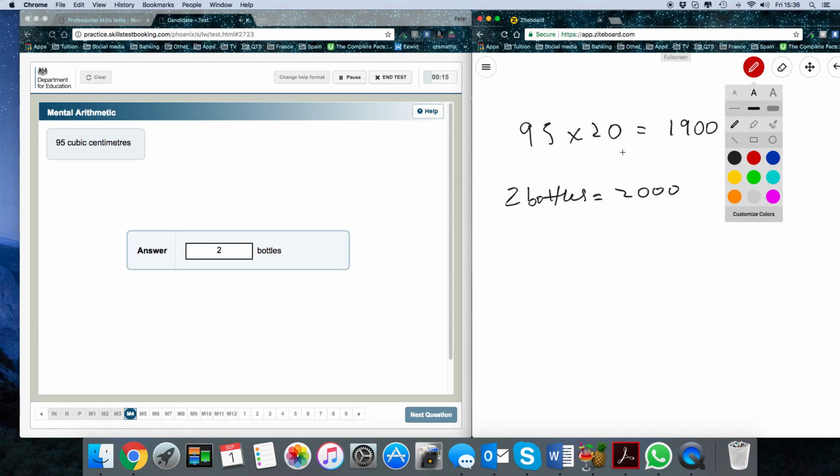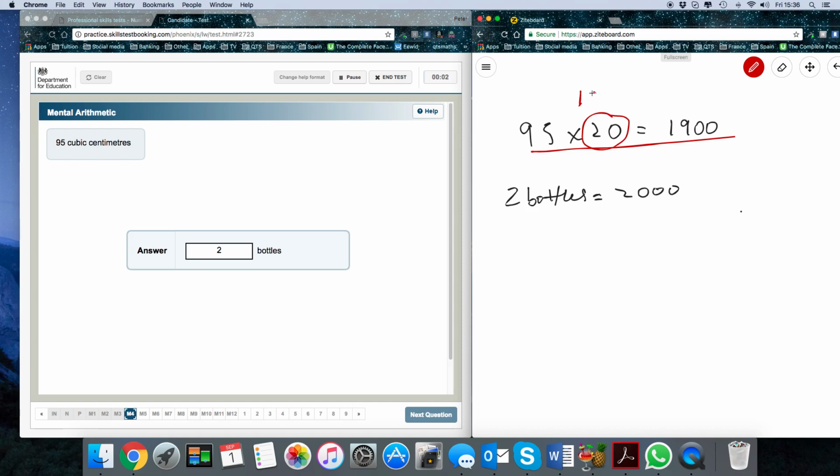Very easy question, but I just want to talk about this multiplication at the beginning. The best thing to do when you're timesing something by 20 is times it by 10 and then double it, or double it and then times by 10, whichever way you want to do it. So 2 lots of 95 is 190. Stick an extra 0 on the end. Rest is pretty simple. Question 5.